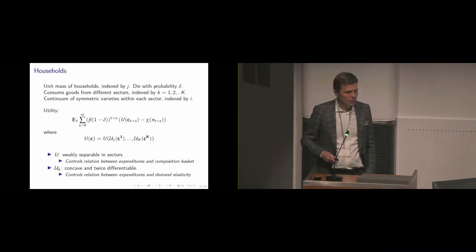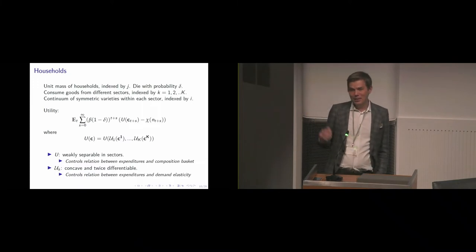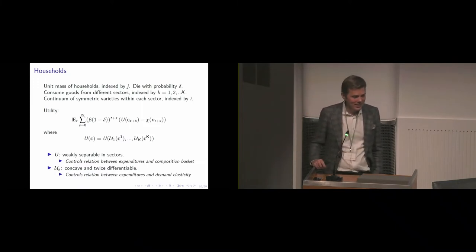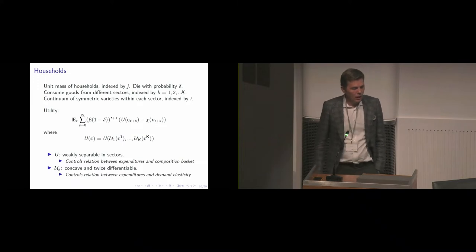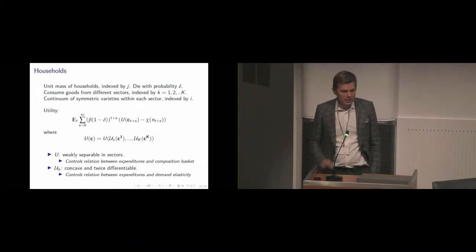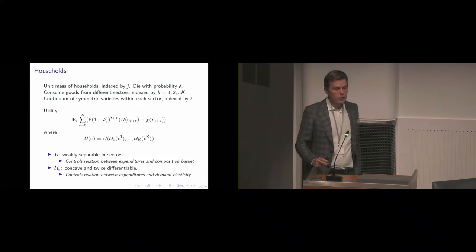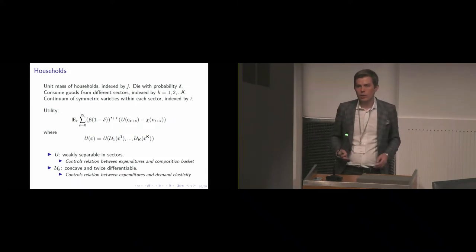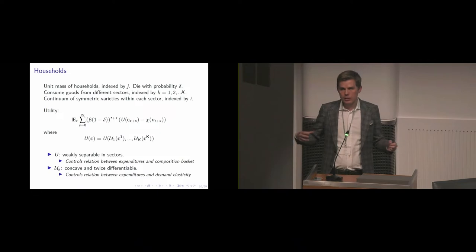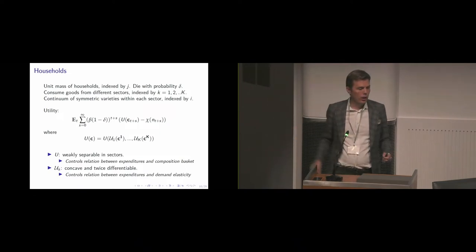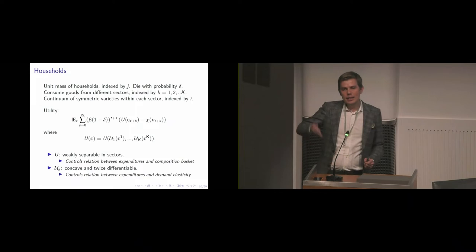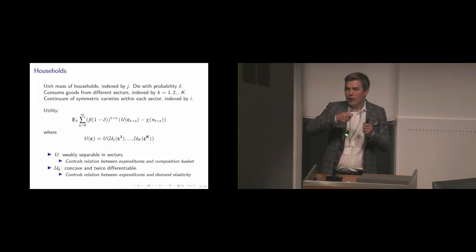Okay, so let me show you the model, and apologies if this is a bit on the technical side of things. But let me try to explain it as simply as I can. So there's going to be heterogeneous households. They die with a certain probability. They consume a basket of consumption goods from different sectors. So think of it as food, restaurants, and so on. Then within each sector, there's a continuum of varieties. So you have different types of foods, and those are going to be symmetric.